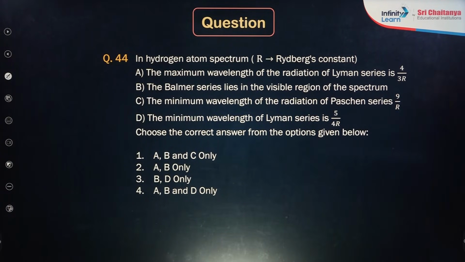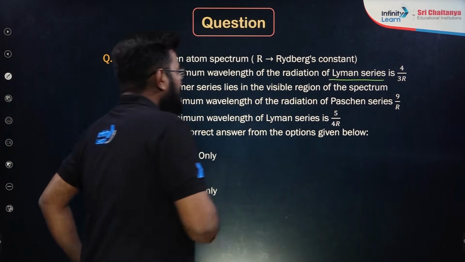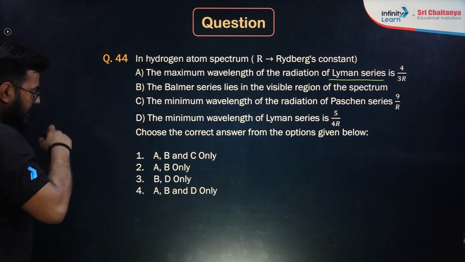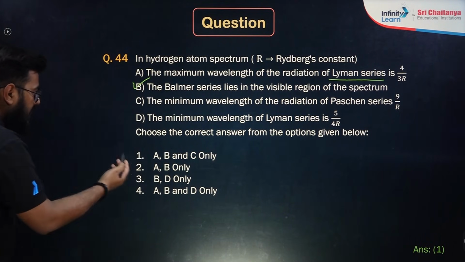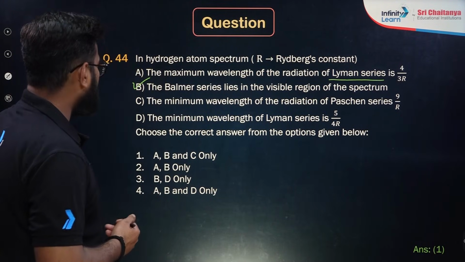In hydrogen atom spectrum, R is Rydberg's constant, the maximum wavelength of radiation of Lyman series. Now see, I think you already know this thing. The Balmer series lies in the visible range. This is absolutely correct. B1 is right. So B is correct in all of them. Now minimum wavelength of radiation of Pascal is 9 by R, the minimum wavelength of Lyman.